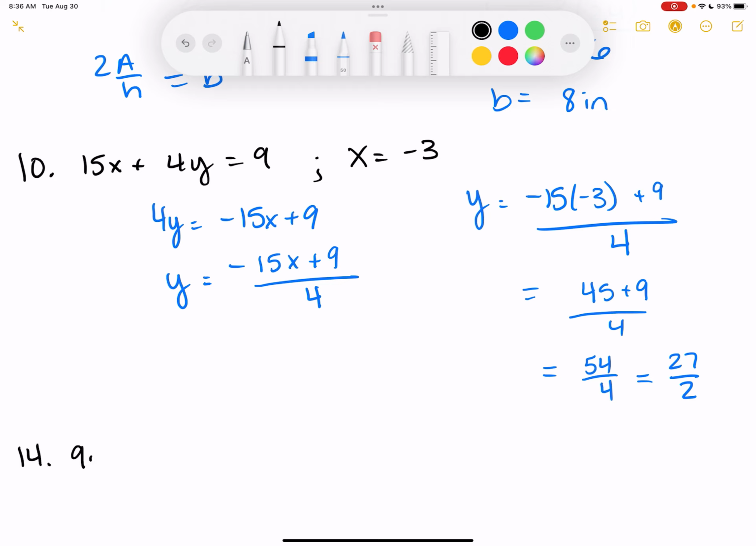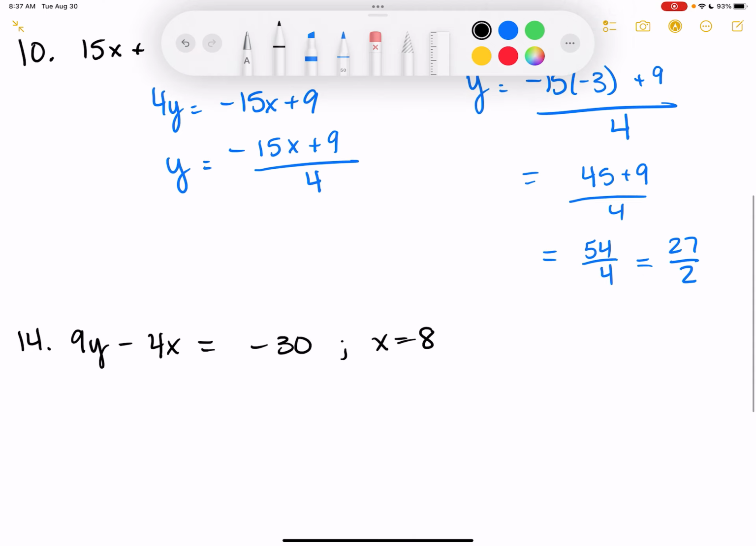All right. 14. 9y minus 4x equals negative 30. X equals 8. So I need to get y by itself. So what am I doing? Add 4x on both sides. 9y equals 4x minus 30.